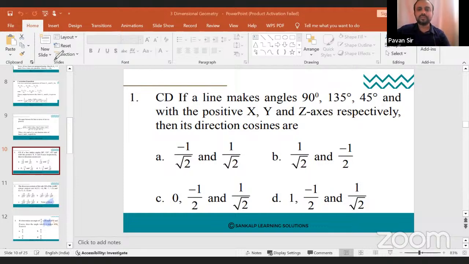If a line makes 90 degree, 135 degree, and 45 degree with the positive x, y, and z axis respectively, the direction cosines are, as the name itself indicates, the cosines of those angles. The direction cosines are what?